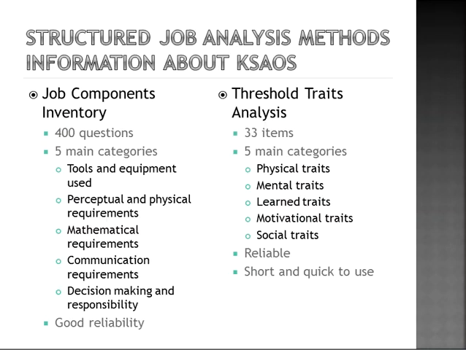We have the Job Components Inventory, 400 questions, 5 main categories: tools and equipment, perceptual and physical requirements, mathematical requirements, communication requirements, decision-making, and responsibility. It has good reliability. Threshold Traits Analysis, 33 items, 5 main categories, looking at physical traits, mental traits, learned traits, motivational traits, social traits; reliable, short, and quick to use.